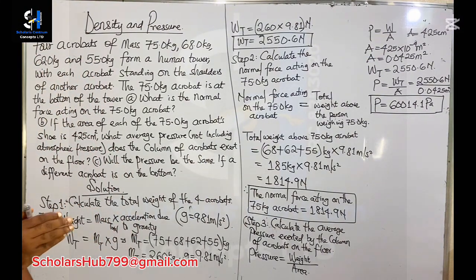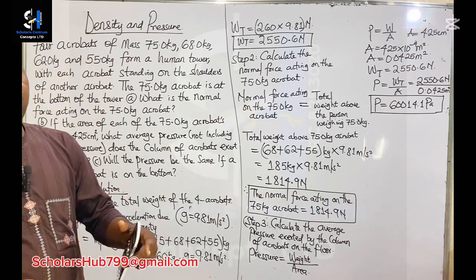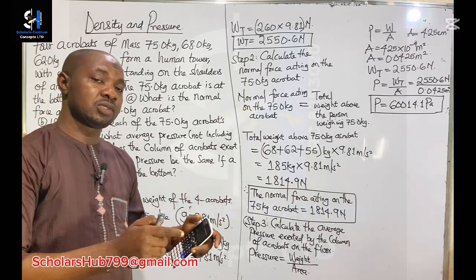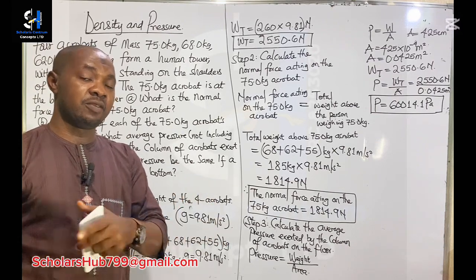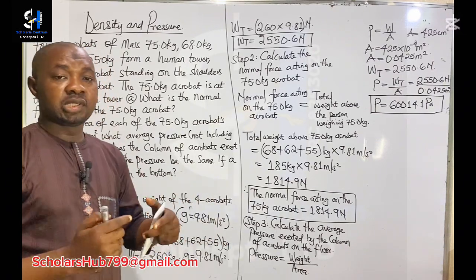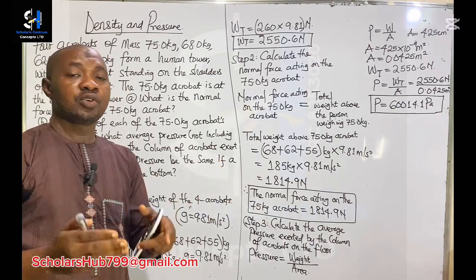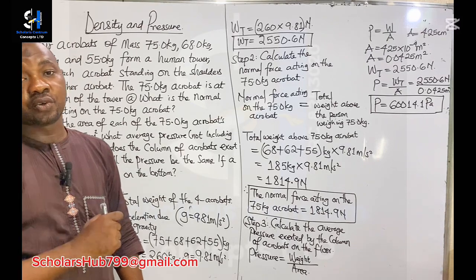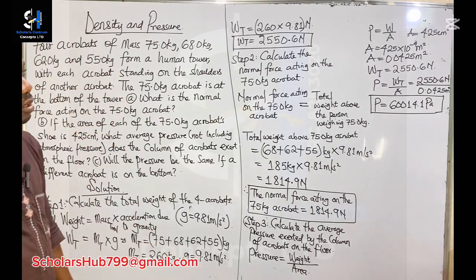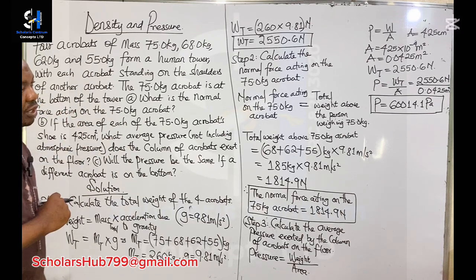Remember I said to calculate the average pressure exerted by the column of acrobats, apart from the fact that pressure measures the ratio of force to the unit cross-sectional area of a material, it's also the same for weight. That is, pressure measures weight per unit cross-sectional area of a material surface. So that's in the case of pressure exerted.